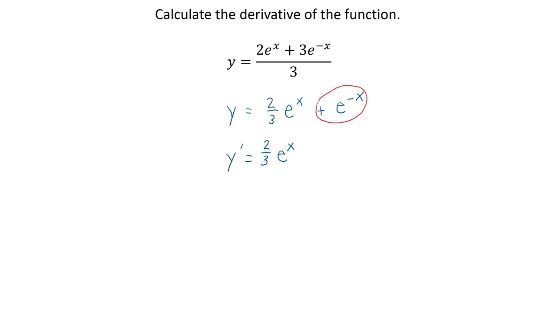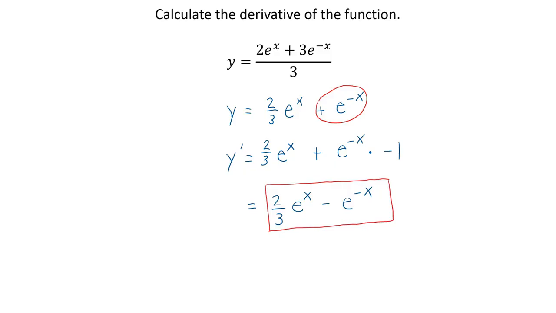And because our second term is not just e to the x, it's e to the negative x, we have to use the chain rule. And as we discussed in the previous example, the easiest way to differentiate the natural exponential function is to write down the original function, in this case, e to the negative x, and then multiply that by the derivative of the exponent. The derivative of negative x is negative 1. And simplifying the second term in the derivative gives us 2/3 e to the x minus e to the minus x. And that's our derivative.